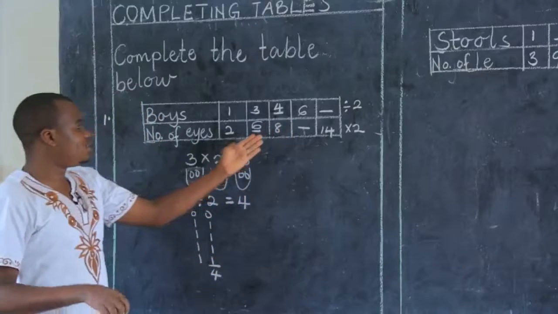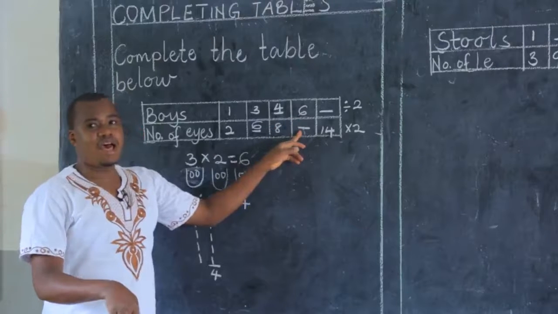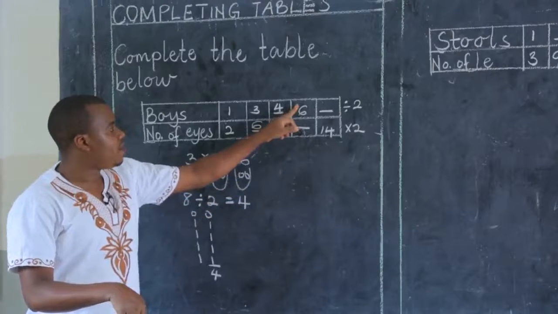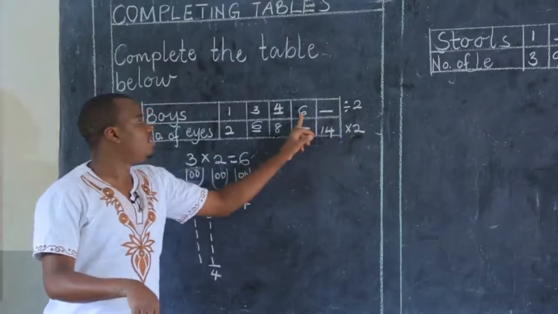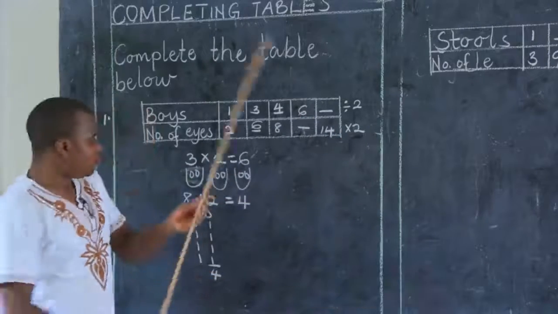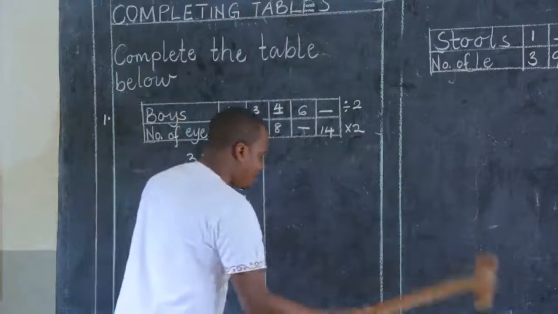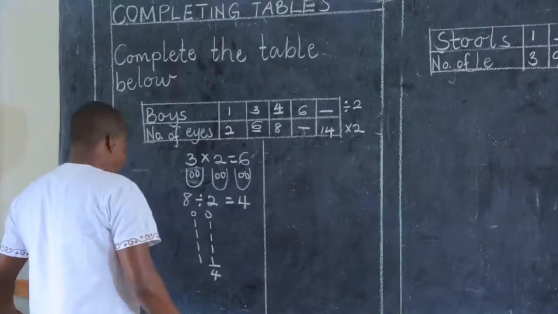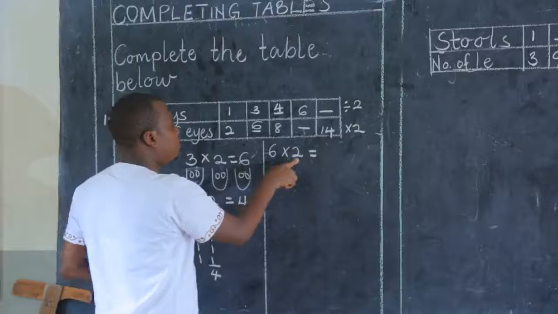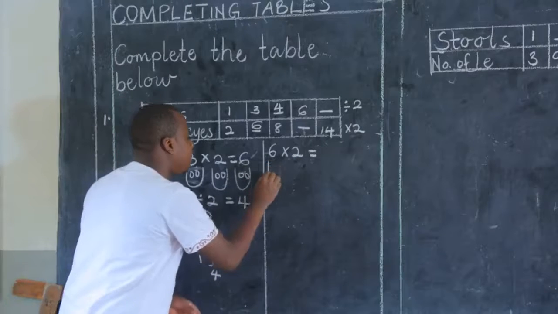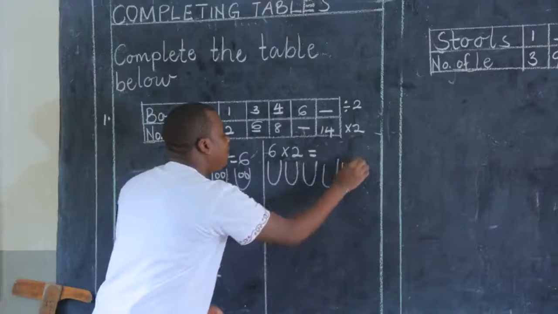So what do we have in the next one? Number of boys. And what are we going to find? Number of eyes. So what shall we do? When we are finding here, when you have this, just run to what you have written here. So this will be 6 multiplied by 2. And what does that mean? 6 multiplied by 2 means 6 groups of 2 items. So we shall say 6 times 2. This is 6 groups of 2 items. So I'm going to make 6. 1, 2, 3, 4, 5, 6.